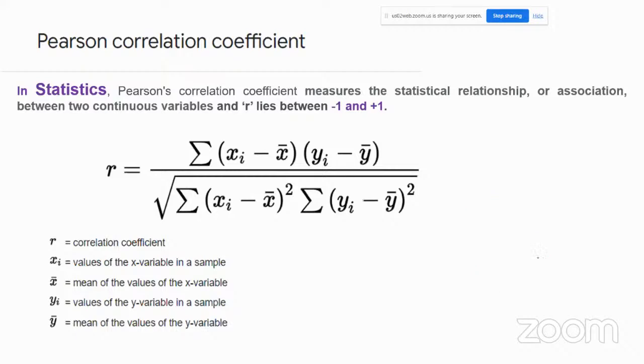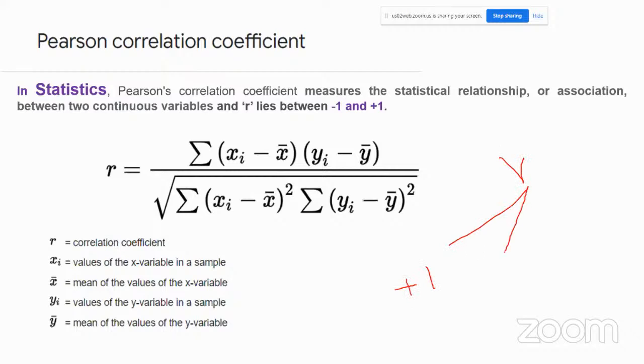If you are looking for that complete concept, you can go through the types of correlation: positive correlation, negative correlation, perfect positive correlation, perfect negative correlation, and uncorrelation. Like that, we have various concepts. Perfect positive correlation means the R value is 1.